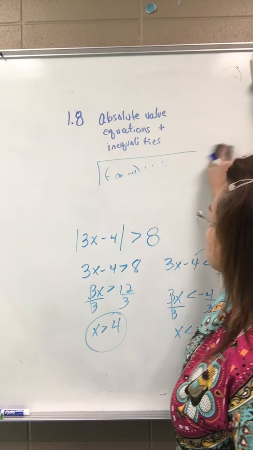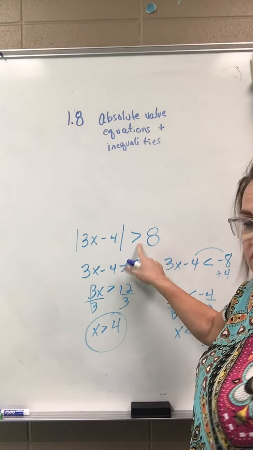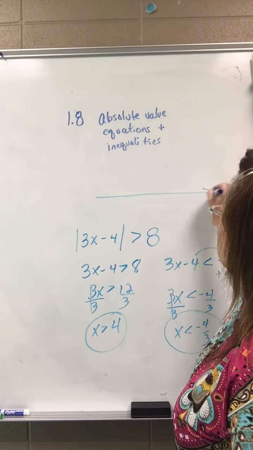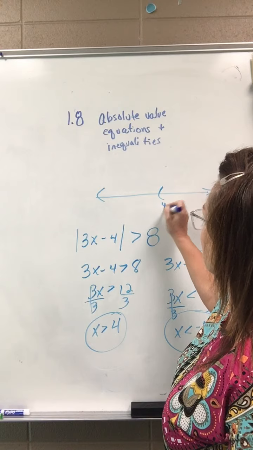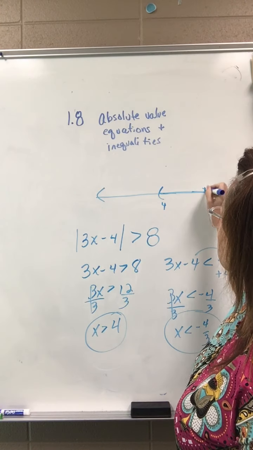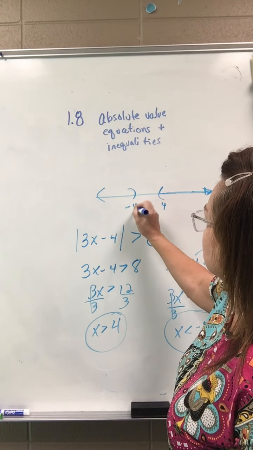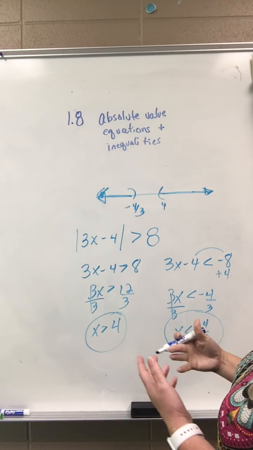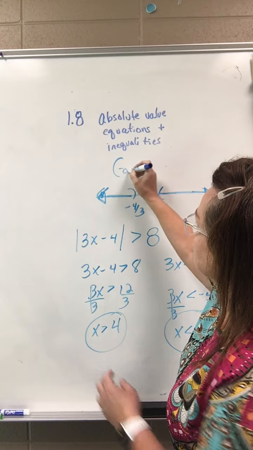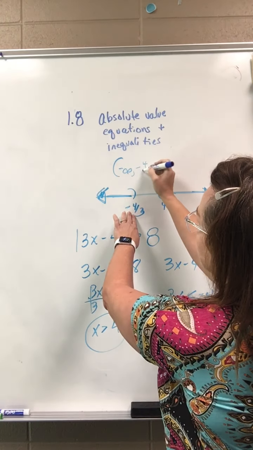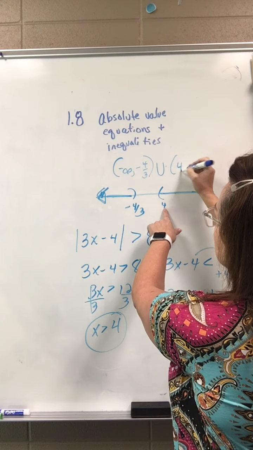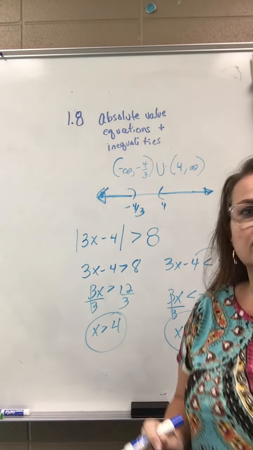So these will always split apart. When you have the greater than inequalities, you wind up with a union symbol. So we have greater than 4, so 4 and then to the right. And then less than negative 4/3 to the left. So we're going to need a union symbol because it's split. This is our negative infinity up to negative 4/3 interval, union 4 to positive infinity for your final answer.